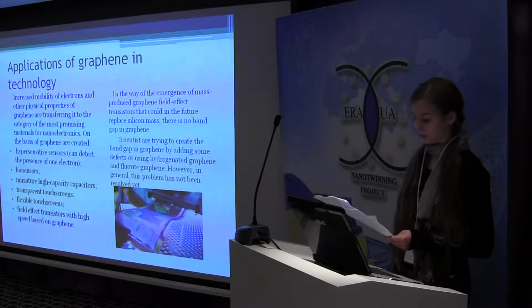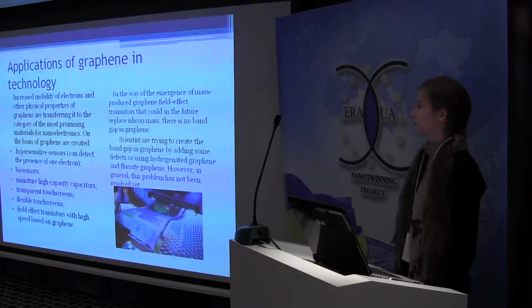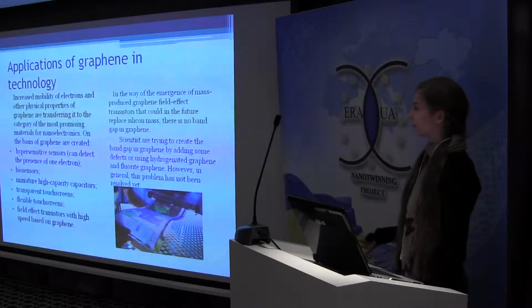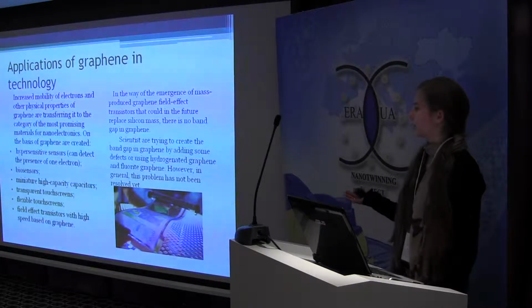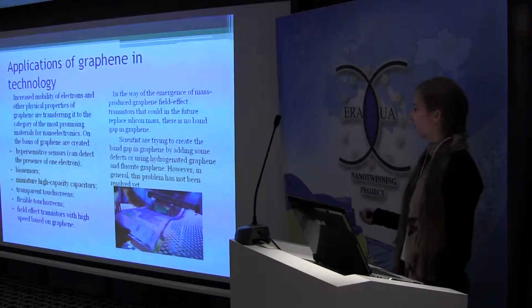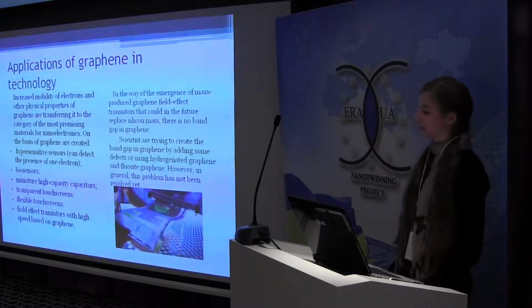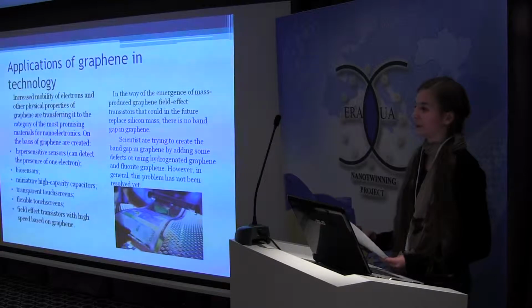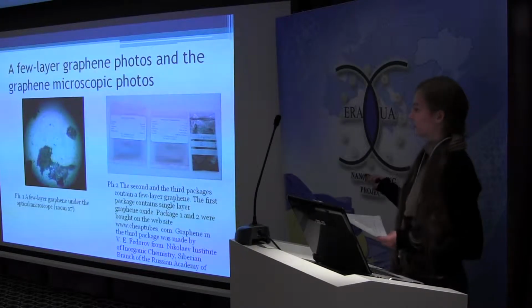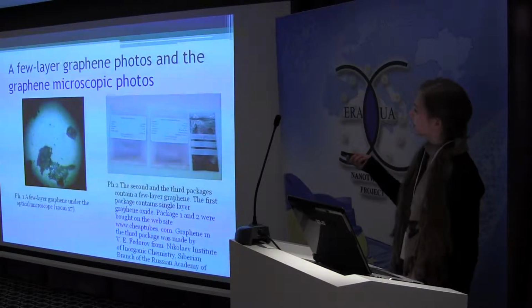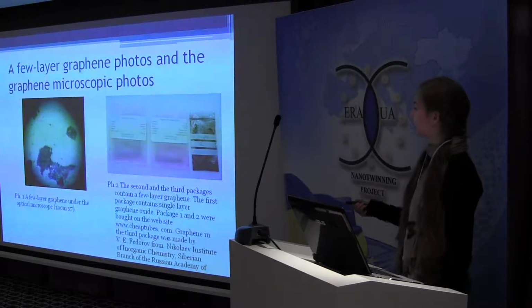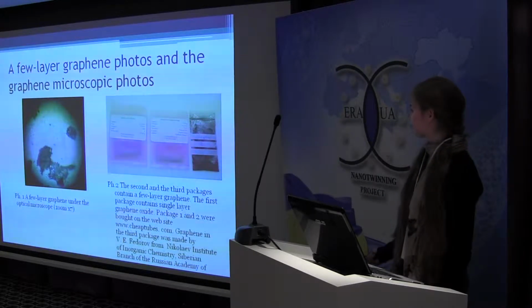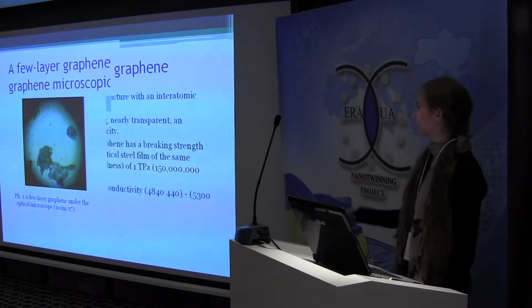Applications of graphene in technology. There are a lot of applications of graphene. It can be useful in the creation of hypersensitive sensors, chemical and biological. It can be helpful in miniature high-capacity capacitors, transparent touchscreens, and even sometimes in medicine. There are some photos of graphene. On the left you can see few-layer graphene under the optical microscope, zoomed in 7 times. On the right are some packages of graphene containing few-layer graphene and graphene oxide.